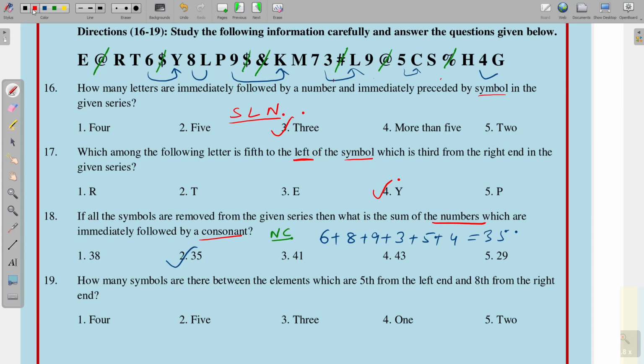Next, how many such symbols are there between the elements which are fifth from the left end and eighth from the right end? So we need to find symbols between fifth from left, that is 6, and eighth from right: 2, 4, 6 and 8 it is. So between both, 1, 2, 3 and 4, a total of 4 symbols are there.